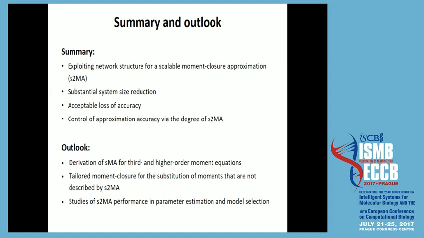For example, the scaled moment approximation could be derived for third and higher order moments, or for modeling the variances that are, or for approximating the covariances that are not modeled by the S2MA, one can think of more sophisticated closure techniques rather than just replacing them by zero. For example, one can see if those can be explained as functions of partial correlations between the species.